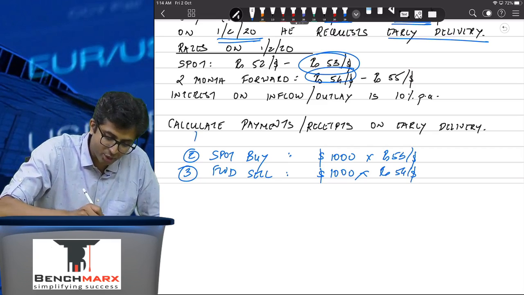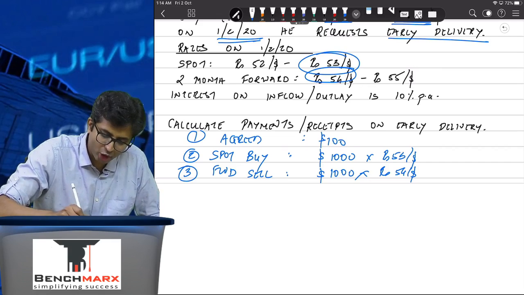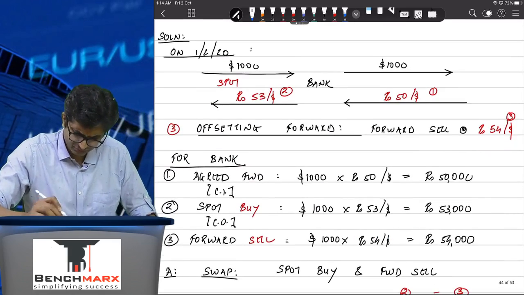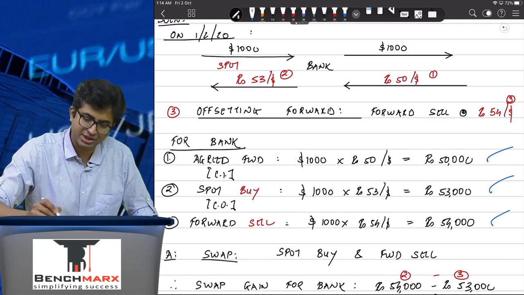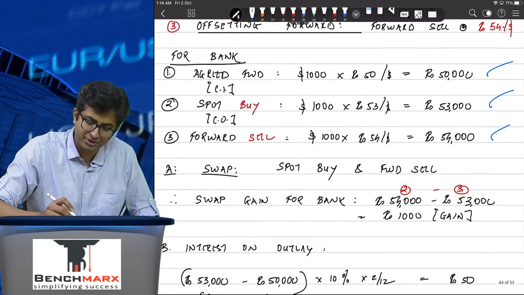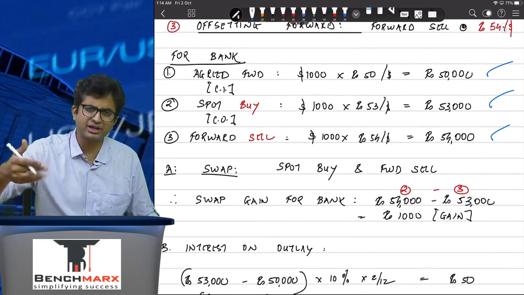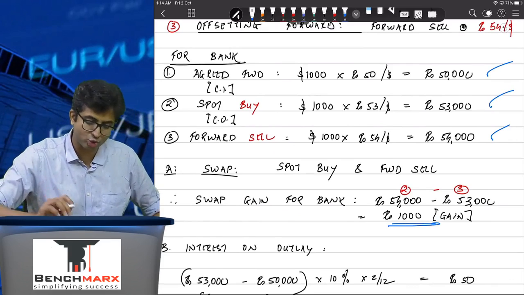Apart from that, point 1 is the agreed transaction. So the agreed transaction will be $1,000 into rupees 50 per dollar. And these are the three important points. If you go to see, this is the chart we made: 50, 53 and 54. The difference between 2 and 3 is the swap difference. Sell is higher, buy is lower, and as a result there is a gain, and that gain will be passed on to the customer. This 1,000 gain that the banker has will have to be passed on to the customer.